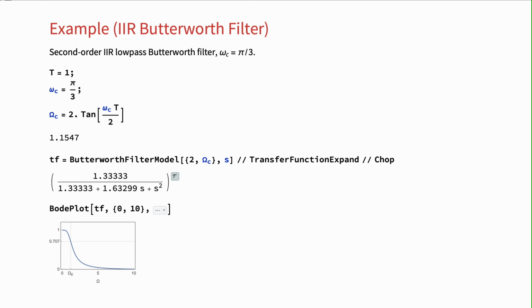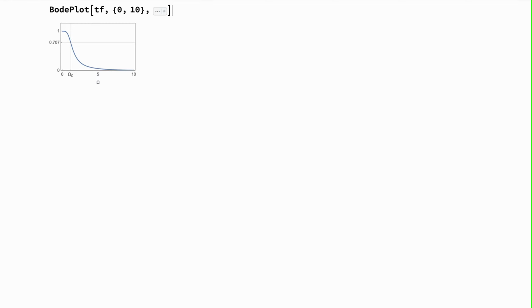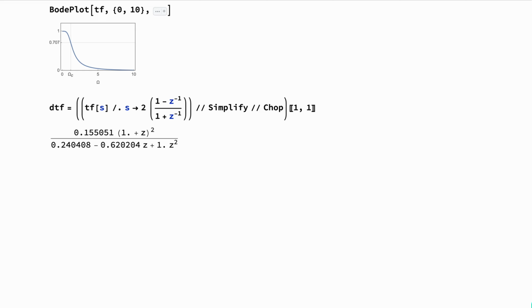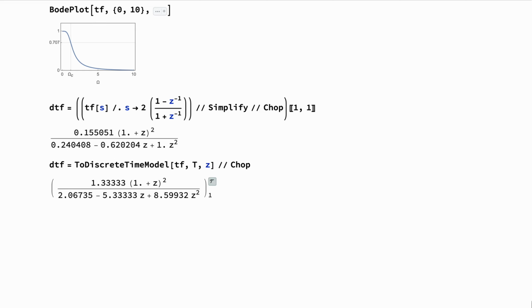We can plot the magnitude response of the low-pass filter to see how it changes over frequency. Now that we have the analog design, we use the bilinear transformation to obtain the transfer function of the digital filter, or use the function ToDiscreteTimeModel to get the same result. This shows the magnitude response of the digital filter.